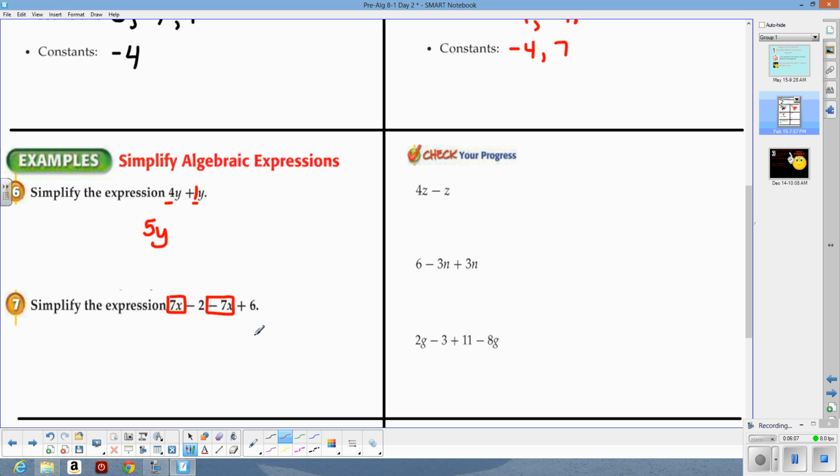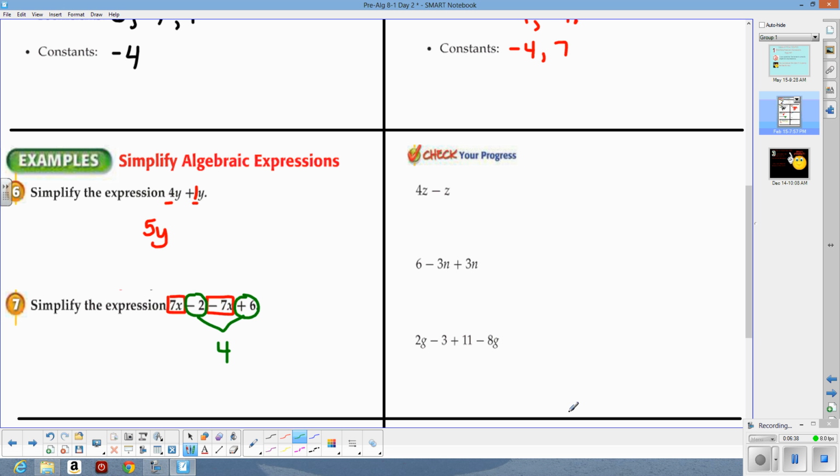0x is just 0, so we're not even going to write anything down for that. Now we're going to move on to the negative 2, or the minus 2. Remember, minus 2 is like plus a negative 2. So negative 2 plus 6. You always include the sign in front of each term. So negative 2 plus 6, when we put those together, that's going to end up being a positive 4.